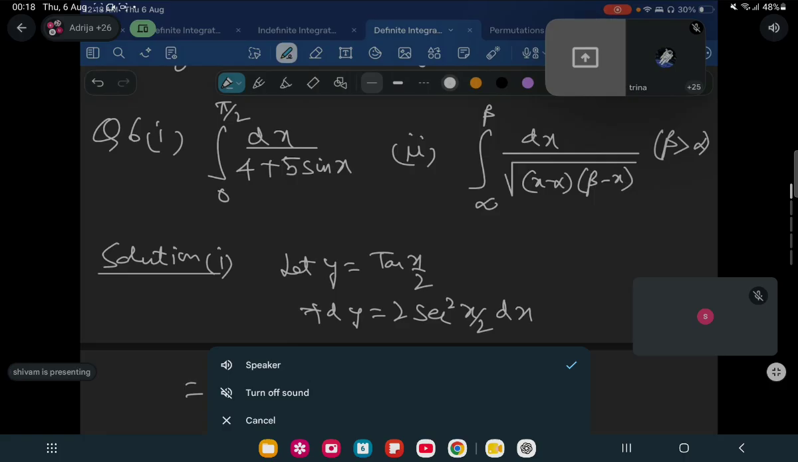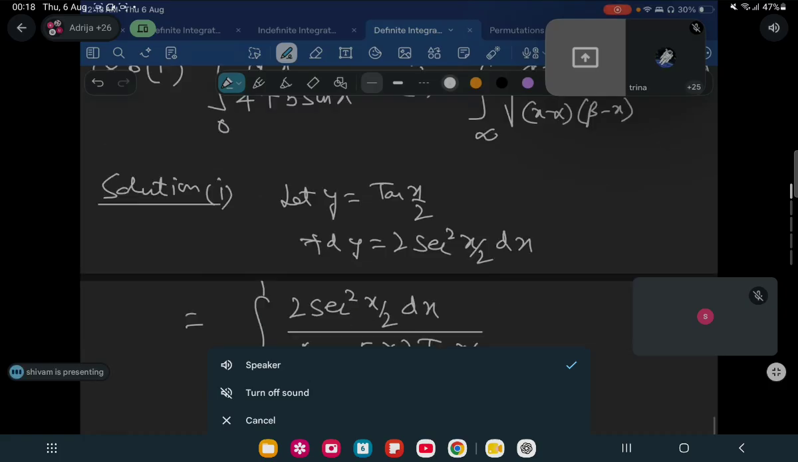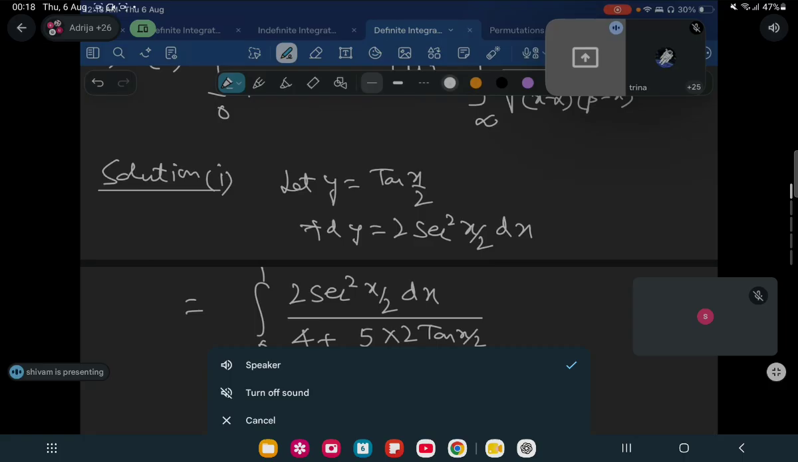So from 0 to 1, this will become 2 sec square x by 2 dx divided by 4 plus 5 sin x. So 4 plus 5 into 2 tan x by 2 divided by sec square x by 2. Tell me, are people getting? Anyone having any doubt, you can ask me. Now let us back substitute. This will become integral from 0 to 1, numerator is 2 dy upon 4y square plus 10y plus 4.